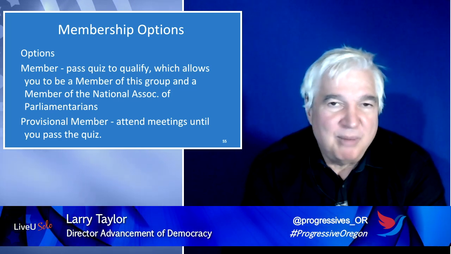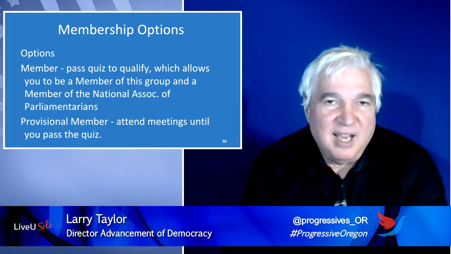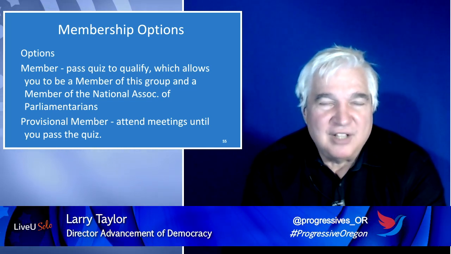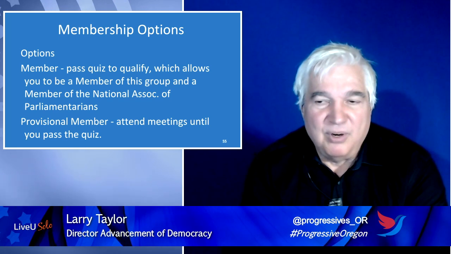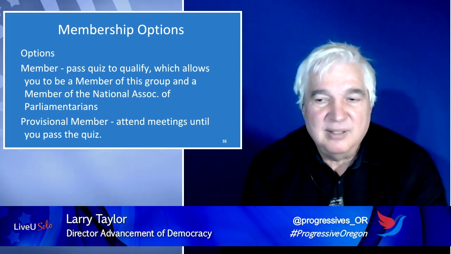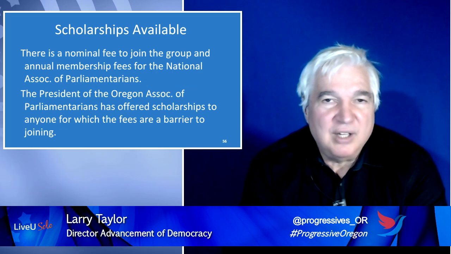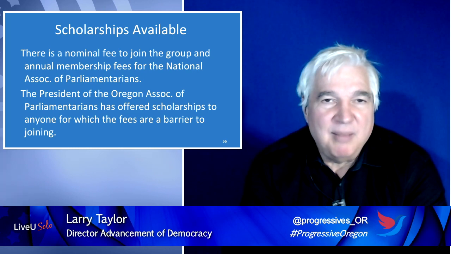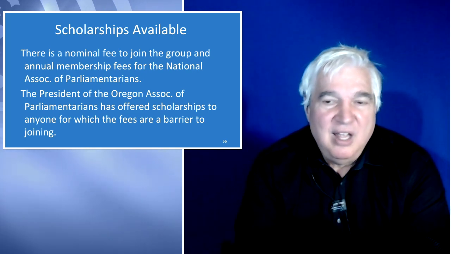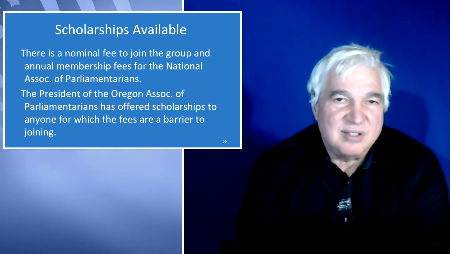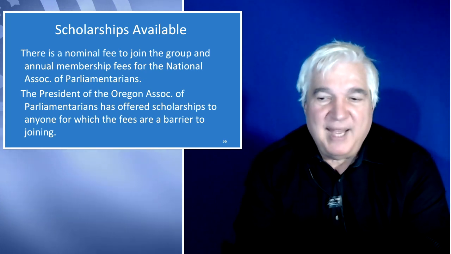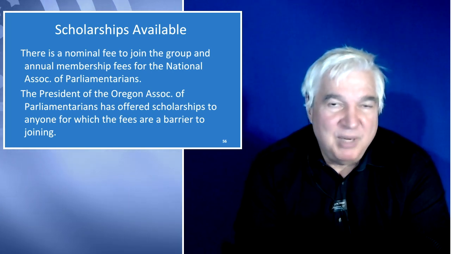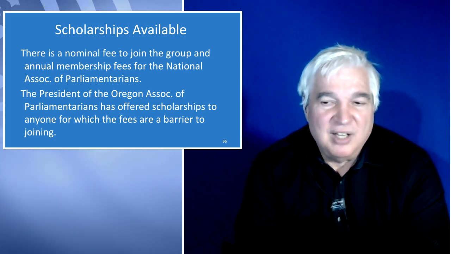You can also be a provisional member, which means that you can attend meetings and vote inside the meetings, but you're not registered with the National Association of Parliamentarians, so you're not a full member of the parent organization at that point. There is a nominal fee for joining the group, and there's a fee for being a member of the National Association of Parliamentarians, but the president of the Oregon Association has promised scholarships for anyone who needs help with that. And any current member of the National Association of Parliamentarians can administer the exams for attaining these levels.